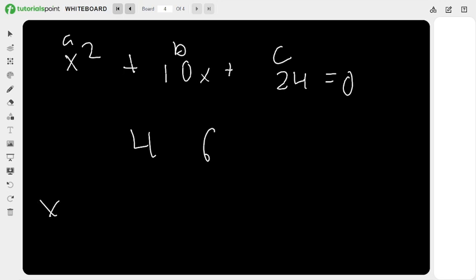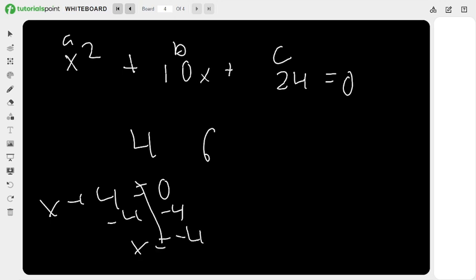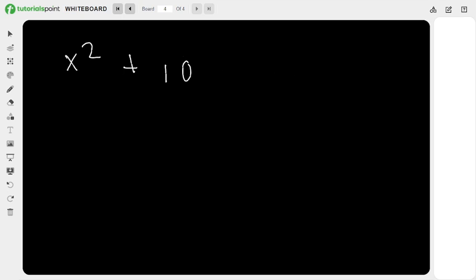So what we're going to do is we're going to have x plus 4. We're going to set that equal to 0. We're going to minus 4 from both sides. And we're going to get x equals -4. And with the 6, we're going to have x plus 6 equals 0. We're going to subtract 6 from both sides. And we're going to get x equals -6. So now that we have these two, that's our final answer. So our final answer is x equals -4 and -6.